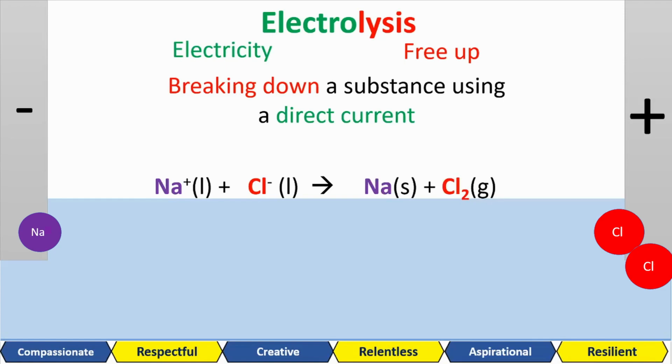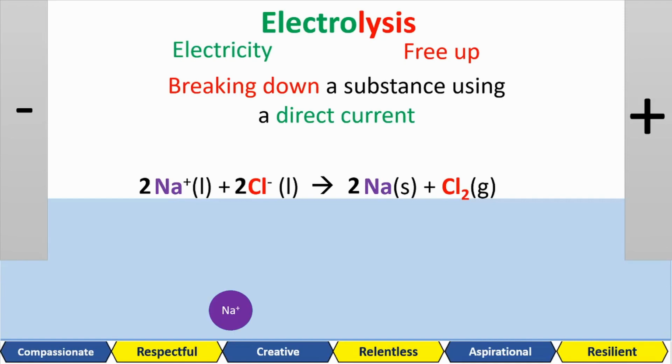First, we have to balance our equation. Check out my video on balancing equations to see why this is the balanced equation. I won't go into it in this video. Now, for our half equation, sodium starts off as a cation and then becomes an atom. There are 2 ways that you may get this half equation. The first is the unbalanced version, so 1 sodium cation forms 1 sodium atom.